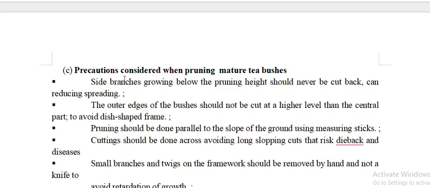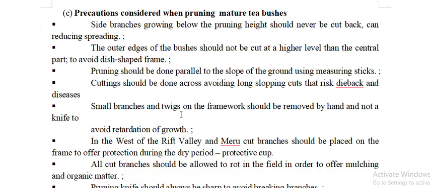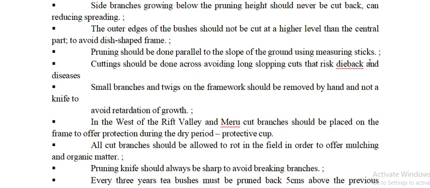Precautions considered when pruning mature tea bushes. You can have side branches growing below the pruning height should never be cut back. Then the outer edges of the bushes should not be cut at higher level than the central part to avoid a D-shaped frame. Then pruning should be done parallel to the slope of the ground using measuring sticks. Then cutting should be done across, avoiding long sloping cuts that risk dieback and diseases.